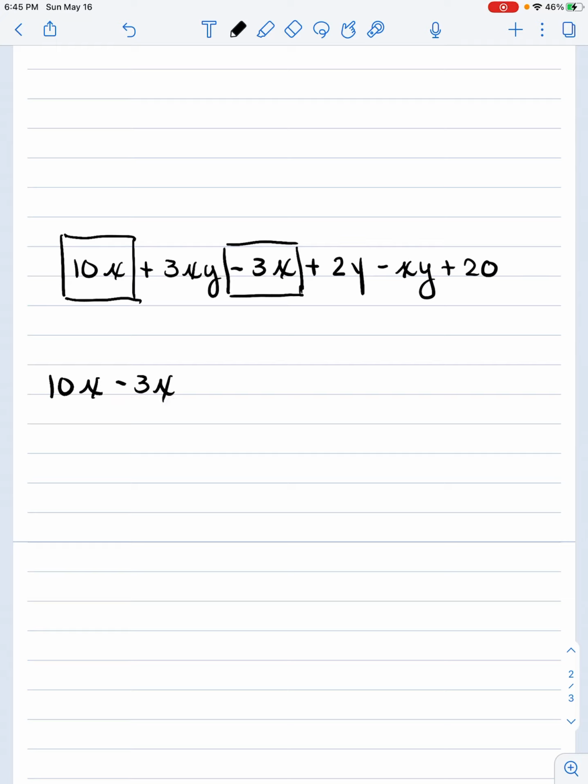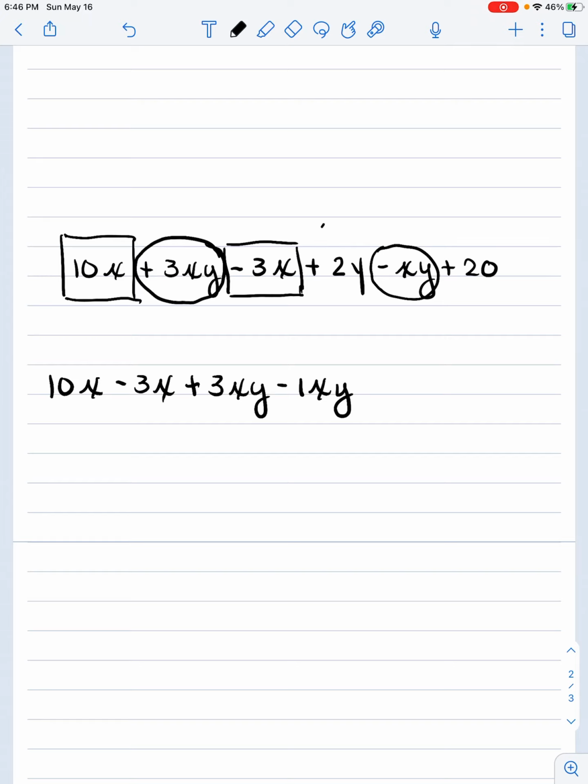Okay, now, again, going alphabetically, sort of, I see xy terms. And I'm going to put a circle around them. It's not really a circle, it's kind of an oval. Okay, I have plus 3xy, and then I have minus xy. All right, and when I write that, I'm going to do plus 3xy minus 1xy. I'm going to put that 1 in there again to remind myself.